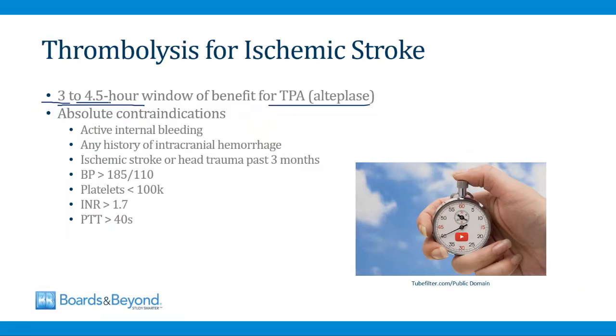So one of the most important things to determine when a patient presents with a stroke is when did symptoms start. If they began 10 or 12 hours ago, then there's no benefit to thrombolysis. If the symptoms are new within the last 4 hours, then thrombolysis may be indicated.